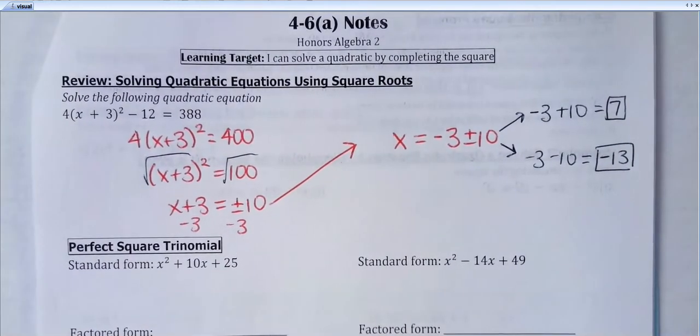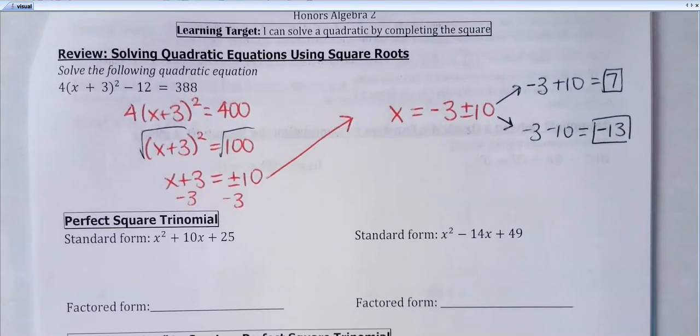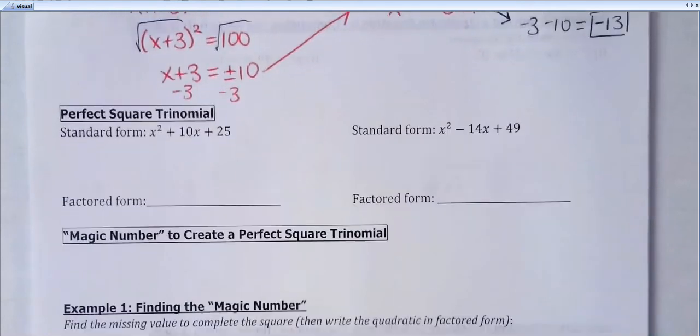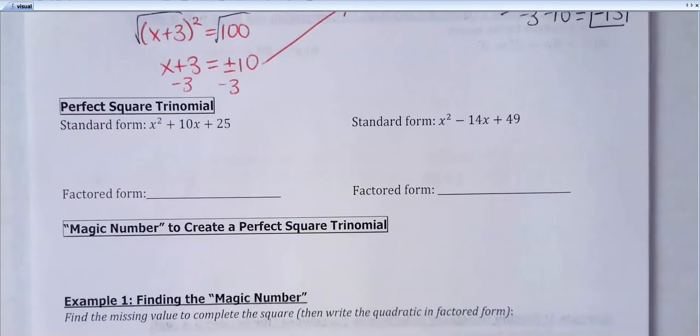If you want to, you can plug them back into the original problem to check. They should give you the answer you are looking for. What we're going to try to do today is create situations where we have a set of parentheses that's squared, so we can cancel out the squared by taking the square root. To do that, we are going to use perfect square trinomials. I'm not going to tell you exactly what that is. We're going to see if you can figure it out.